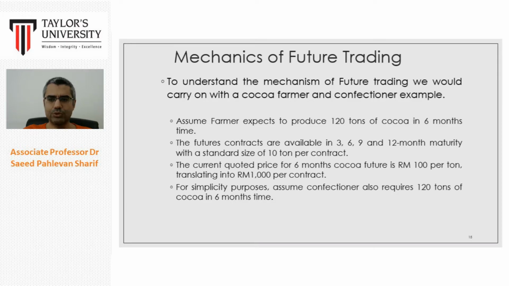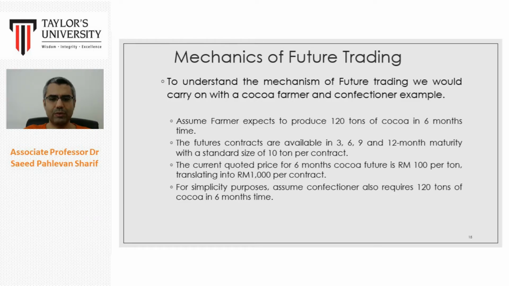So, suppose there is a cocoa farmer and a confectioner. The cocoa farmer produces and sells cocoa, and the confectioner buys and consumes cocoa. So we have two parties, both talking about cocoa. The asset here is cocoa. So the cocoa farmer sells cocoa and the confectioner buys cocoa, right?